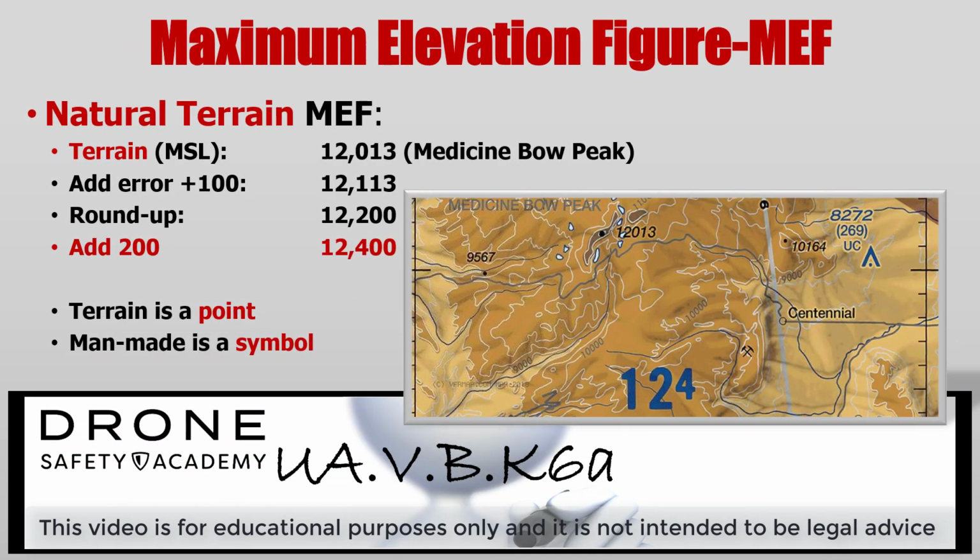The maximum elevation figure for natural terrain just adds one more step. It's still simple though. Let's take, for example, Medicine Bow Peak at 12,013 feet MSL. Again, we add some wiggle room, 100. It becomes 12,113. We round up. It becomes 12,200. Then we add 200 on top of that for any unknown obstacles that may have been built. Remember that terrain is represented as a point, and man-made objects are a symbol.